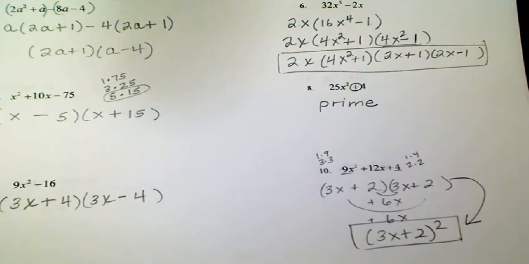So whenever you factor and you end up getting 2 of the same factors, and this kind of looks like a perfect square, and it's a trinomial. So that is a perfect square trinomial. And we are done with that one. Okay, number 11.